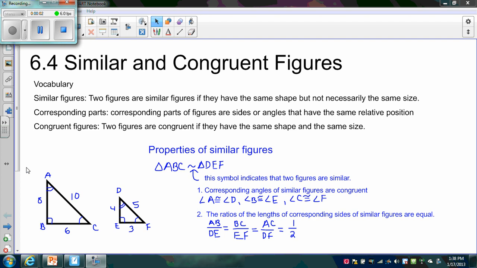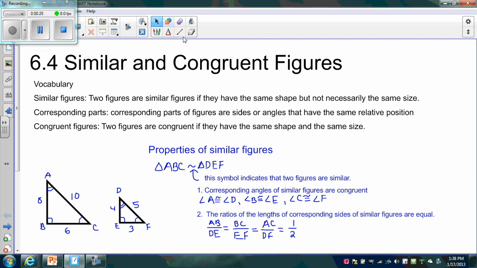This lesson is on 6.4, which is similar and congruent figures. Some of the vocabulary we should review: what are similar figures? Two figures are similar if they have the same shape, but they're not necessarily the same size. So you could have a square that's really large and takes up the whole page, or you could have a small one.